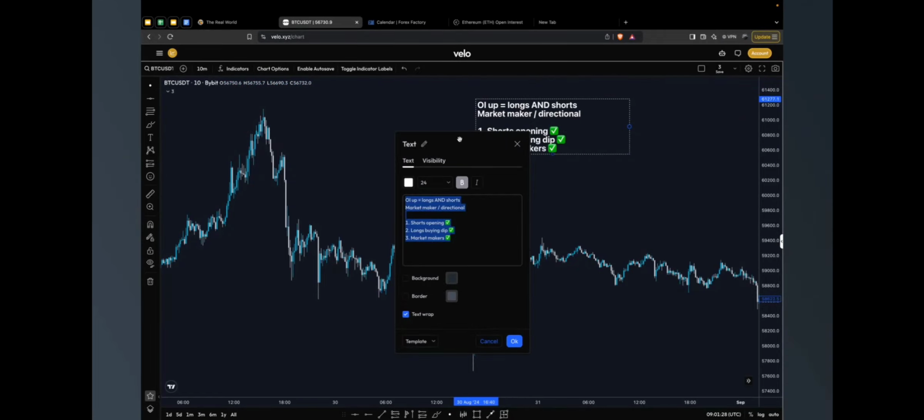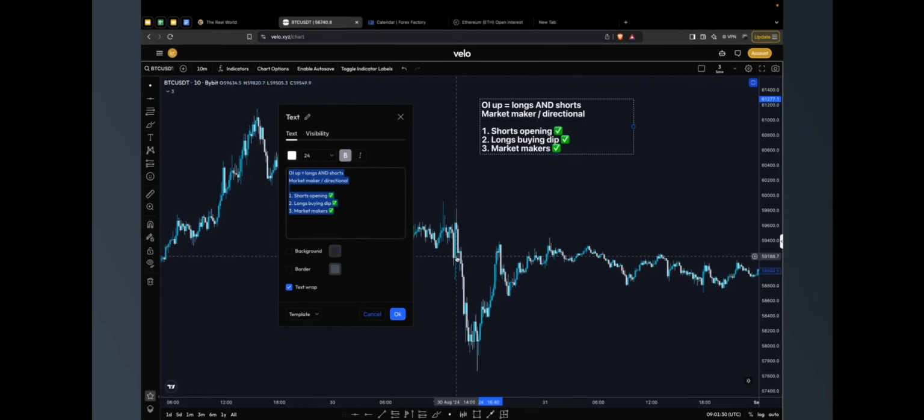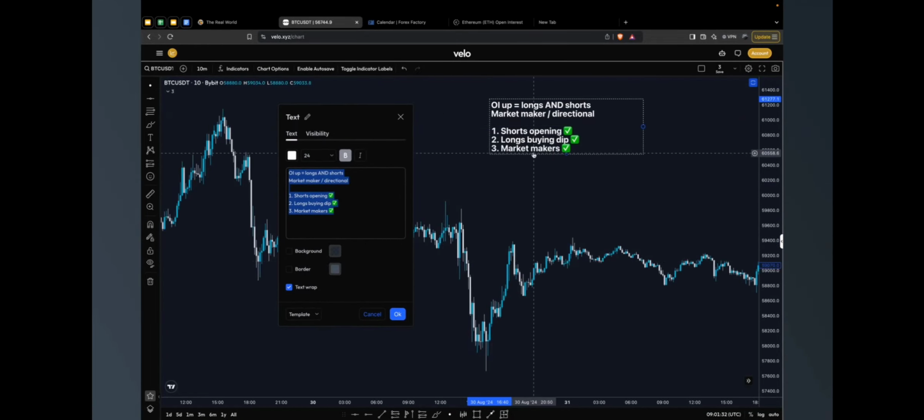So if you want to open a short and nobody wants to buy, because why would anyone want to buy when this is dumping? The market maker has to buy. So when you have the shorts, it's basically people speculating that it's going to go lower.